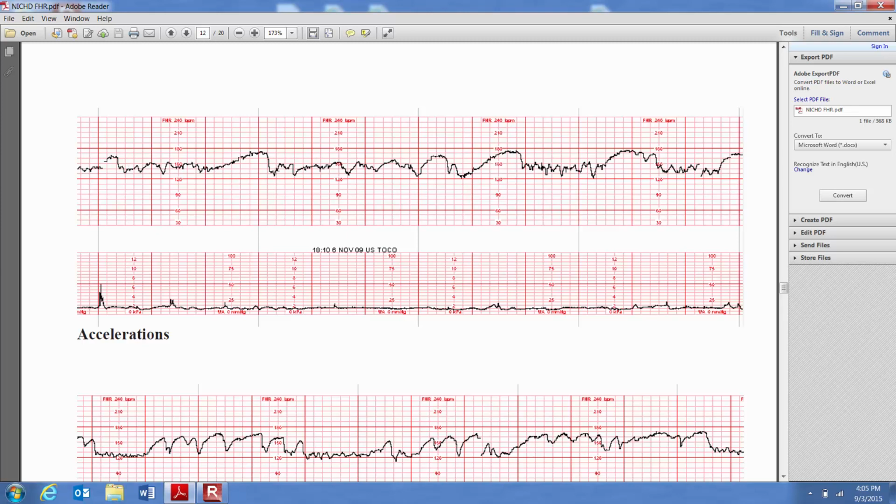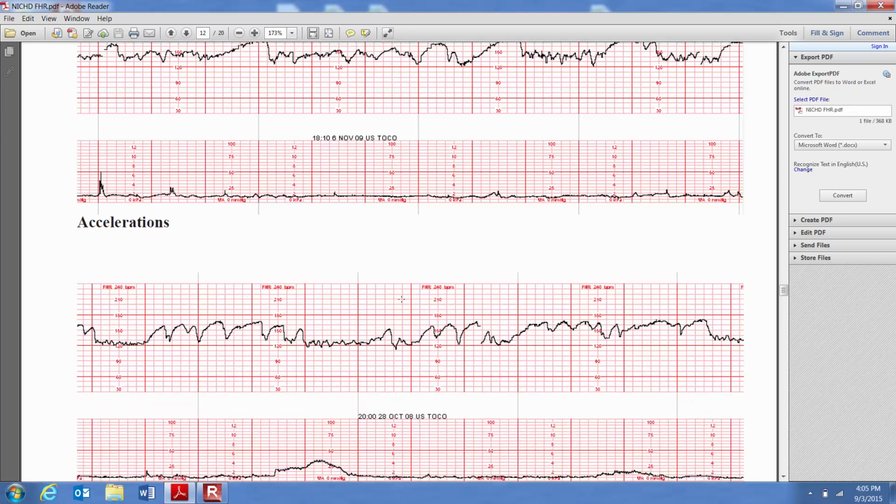Our baseline is running here, and then we see these big humps. They are less than 2 minutes, because from this dark red line to this dark red line is a minute. They are greater than 15 beats, so 10, 20, 30, 40, so that's greater than 15. And they are greater than 15 seconds. Remember, this is 10 seconds, 20 seconds, 30 seconds. So our baby has lots of those accelerations. That's great. Healthy babies have accelerations. Sick babies do not.